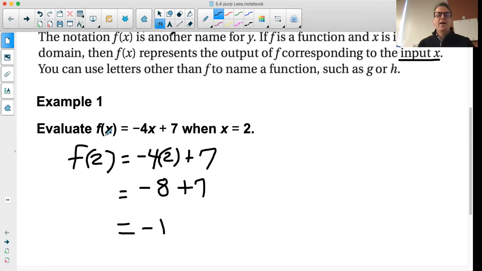So what's the difference here? We don't have a y, so the y is gone. We have this thing called function notation, but this process of substituting a value for x into the function is the same as what we have been doing before. So that should come pretty quickly to you in the following examples. Let's look at example 2.